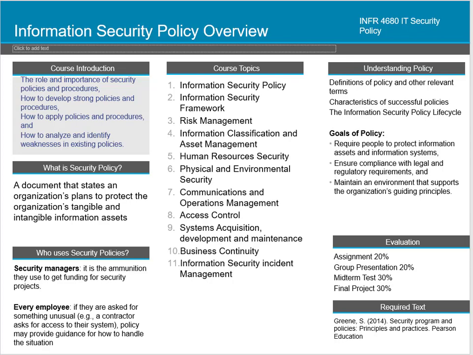So we'll start with a definition of what a security policy is, and that's essentially a document that states what the organization plans to protect and the organization's tangible and intangible information assets. That's what it's trying to accomplish. Now, as you can see, most companies, large companies especially, will have policies and procedures in place in order to deal with information assets, both tangible assets like computers and hardware, as well as intangible assets such as proprietary data.